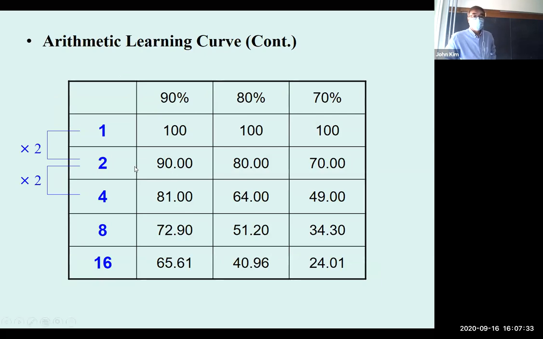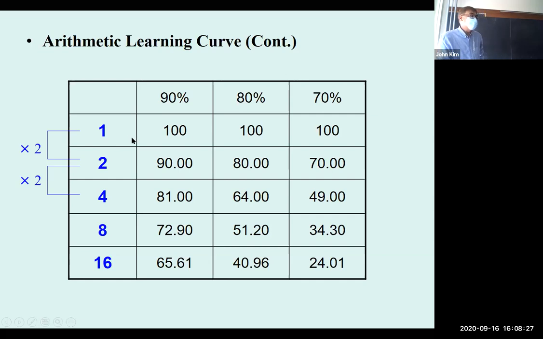With this arithmetic learning curve, there is a kind of rule. When the unit is doubled, from 1 to 2, 2 to 4, 4 to 8, 8 to 16, if the learning percentage is 90%, that means from 100 to 90, 90% of the previous one, then 80%, then 70%.